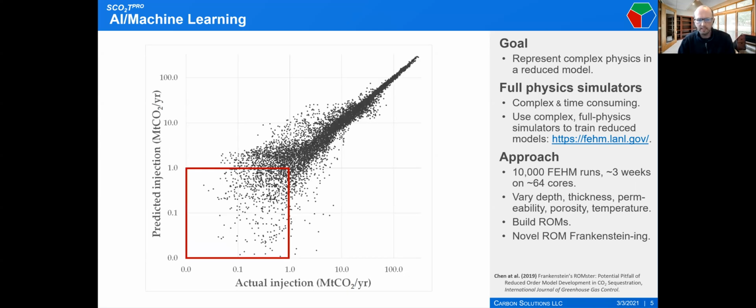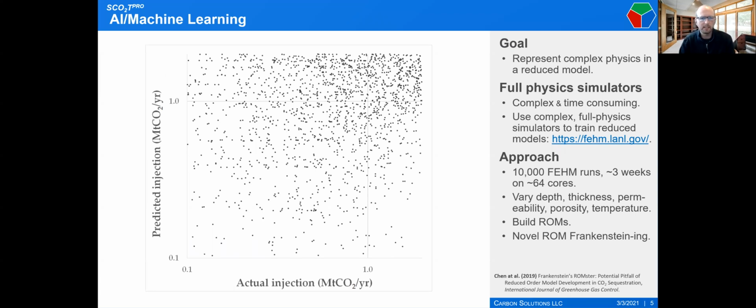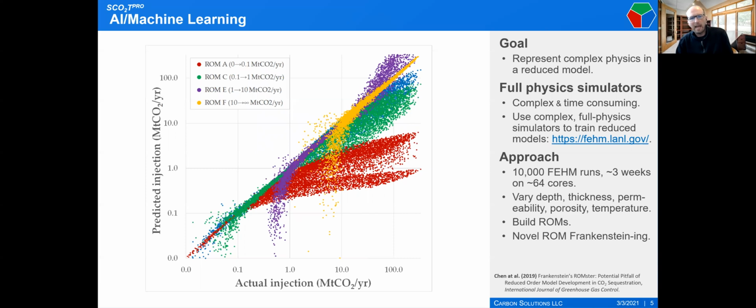But what we found, when we started to dig in, is that we do need the whole injection rate range, but what we're really concerned with is injection rates between 0 and 1 million tons a year. That's what realistic injection rates look like with realistic engineering of wells. And when we dug into that 0 to 1 million ton region, we found that the reduced order models had basically zero predictivity, even though across the whole range the R-squared is 0.99. It was basically zero for the region we were interested in.